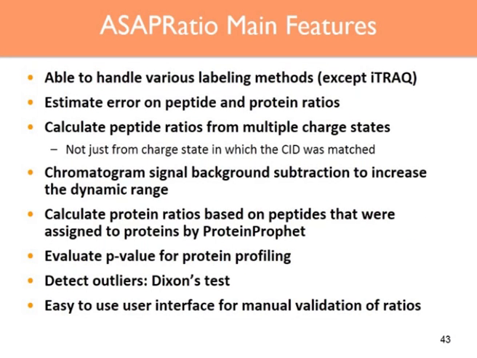So just to summarize ACP ratio, its features. Just like XPRESS, it can handle any isotopic labeling technique. Again, not iTRAQ, that's not isotopic labeling. It can estimate the errors at the peptide and the protein level and the ratios. It can calculate ratios from multiple charge states, not just the one where the CID was matched. It can take into account the signal background, and this increases the dynamic range. But you're able to zero that out or change that value as you curate this.